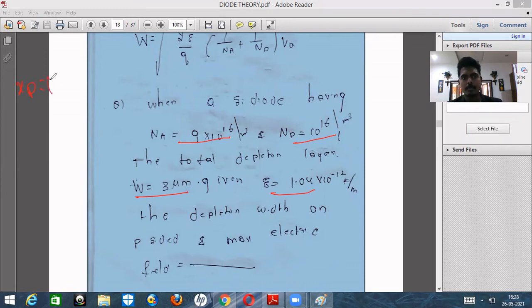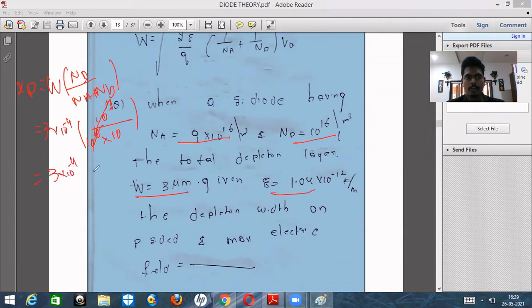We already know what the formula is: W into Nd upon Na plus Nd. We have seen this formula already, right? So W, what is meant by W? It is given as 3 micrometer. In terms of centimeter, 3 into 10 power minus 4 into Nd. What is Nd? Nd is nothing but 10 power 16 upon Na plus Nd, which is 10 power 16 plus 9 into 10 power 16. You will get 10 into 10 power 16. 10 power 16 and 10 power 16 cancel out with each other. So 3 into 10 power minus 4 into 1 upon 10. It will become 0.3 into 10 power minus 4. So if you write in micrometer, 10 power minus 2 upon 10 power minus 2, you will get 30 micrometer.